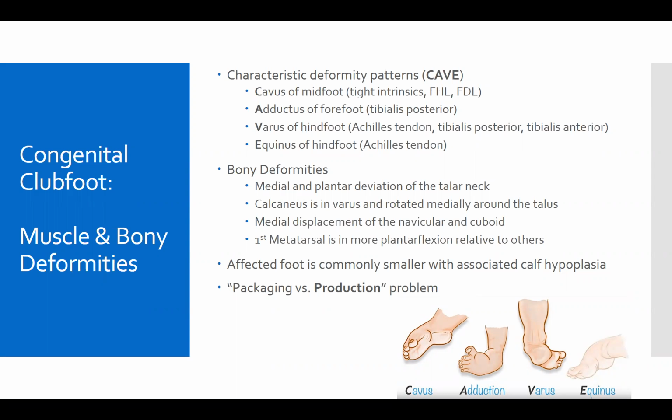A is adductus of the forefoot, typically due to tightness of the tibialis posterior. V is varus of the hindfoot, which is usually due to contractures of the Achilles tendon, tibialis posterior, and tibialis anterior. And E is equinus of the hindfoot, which is typically due to a contracture of the Achilles tendon.